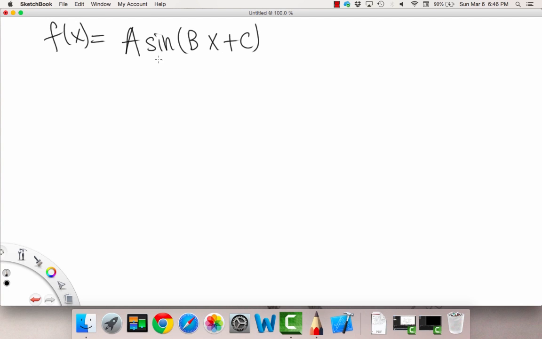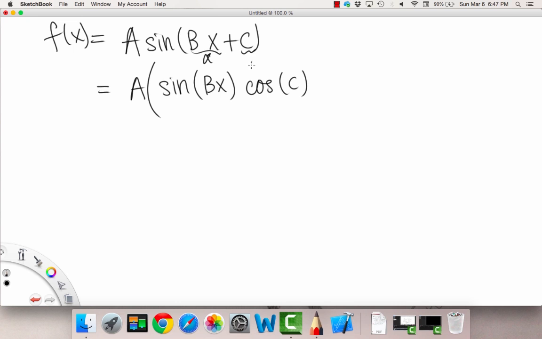So the thing is, because we know an addition identity for sine, we could break this up into sine of bx times, and I should write a parentheses here, cosine of c. So our bx is kind of like alpha, and c is kind of like beta in the formulas that I listed in the very beginning. Okay, and then we have sine, so that means same sign in the middle. And then we just switch the values. So sine of c times cosine of bx.